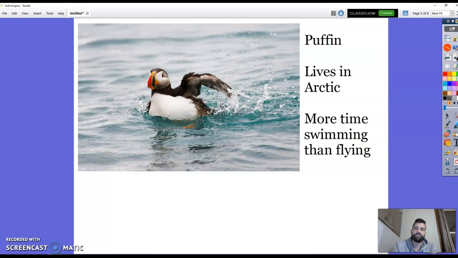So here's what I want you to think about. If we have a puffin that lives in the Arctic, okay, Arctic is north, like northern Canada, things like that. If you have a puffin that has that and it spends more time swimming than flying, based on the findings that we have, right? So it spends more time swimming than flying and it lives in the cold weather. Think about what you would predict its egg to look like?